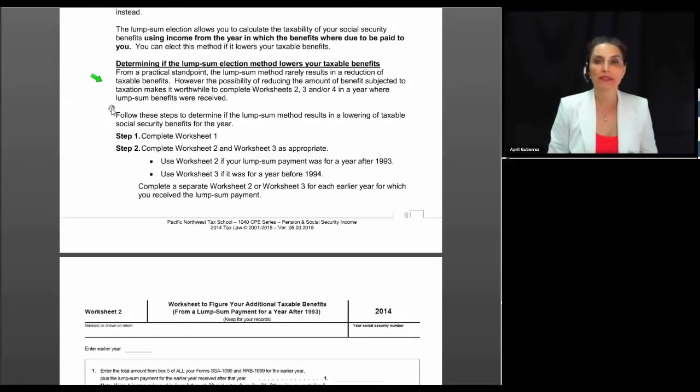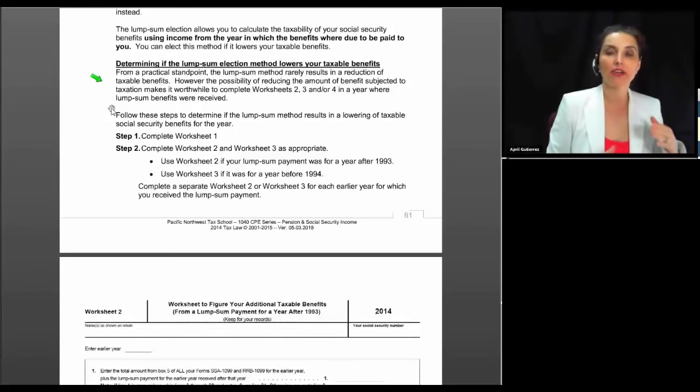So if you're doing a lump sum method, and part of the lump sum method shows that you received Social Security benefits in 2014 that you should have received in 2013, then you're going to go back to the 2013 return and pretend that you'd received those benefits in 2013. And if you had received them in 2013, what amount would have been taxable in 2013? So you're essentially doing a Worksheet 1 for 2013, except they call it Worksheet 2. So it's all the same calculations as if you'd done it in 2013, but you're going to fill out Worksheet 2 instead of Worksheet 1.